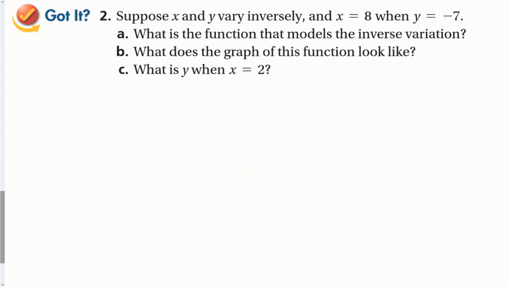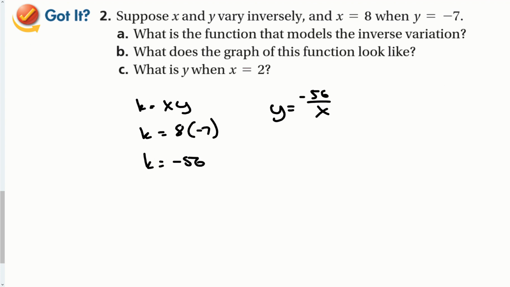Suppose x and y vary inversely. X is 8 when y is negative 7. So my constant is going to be x times y. So the constant is 8 times negative 7, which is negative 56. So my function is y is equal to negative 56 over x.